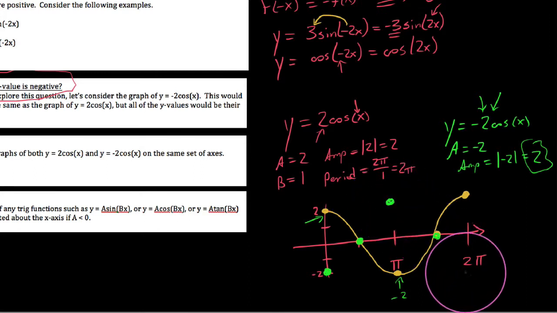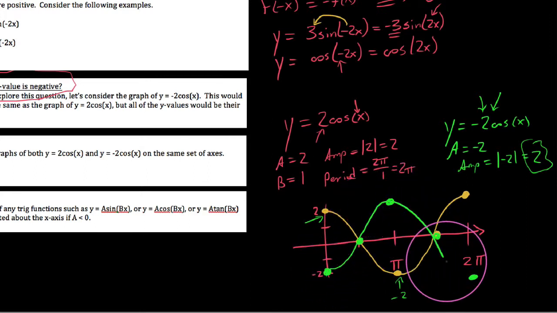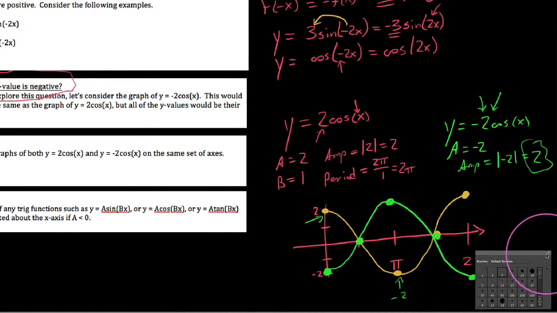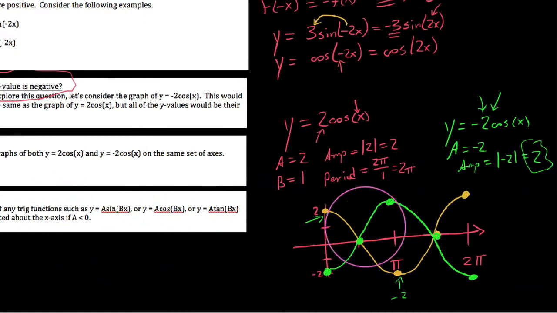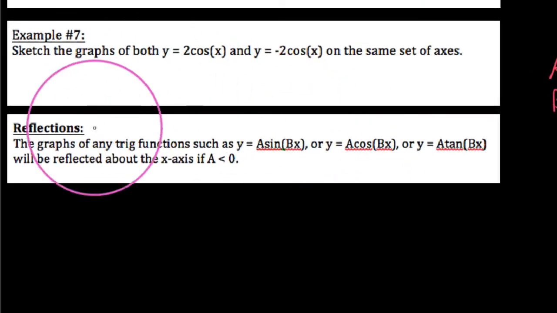And then basically what you're seeing is this. All of the y values that we had previously are now their opposites. And so really all we've done is reflect this entire graph over the x-axis. So instead of starting up and going down, down, up, we'll start down at its minimum and go up, up, down, down. And this is very, very true for all trig functions.